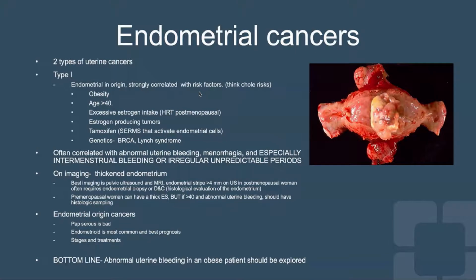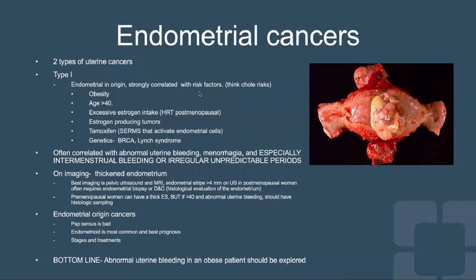Think about the risk factors for cholecystectomies: obesity, increasing age, especially over the age of 40, excessive estrogen intake, so hormone replacement therapy in postmenopausal women, estrogen-producing tumors, anything that activates the estrogen receptors, including tamoxifen. So women with breast cancer who have abnormal bleeding, it's important to keep this in mind as well. And then looking at genetics, the BRCA syndromes and Lynch syndromes oftentimes can be associated not only with ovarian cancers, but uterine cancers as well.